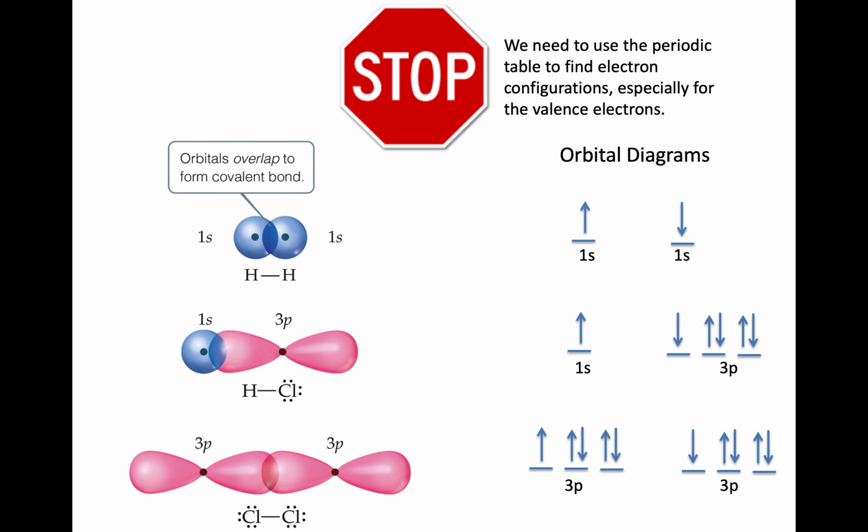So take a second, reflect on this. We need to be able to use the periodic table to find electron configurations, especially for the valence electrons, and be able to draw and interpret orbital diagrams like these. Take a second, reflect on that skill. Is that something you're able to do? Are you able to quickly recognize how to use the periodic table to get sketches like these? Share your ideas.